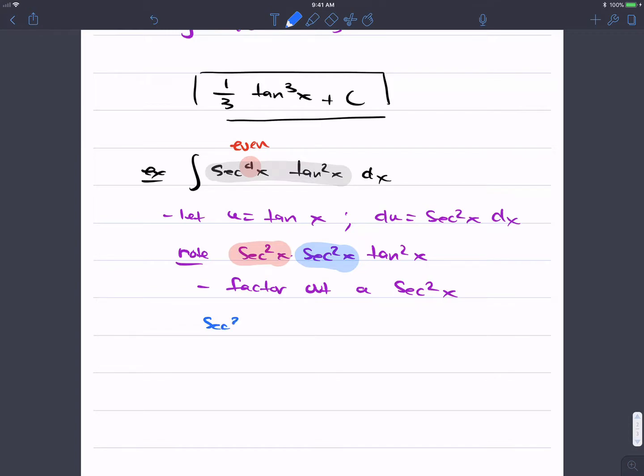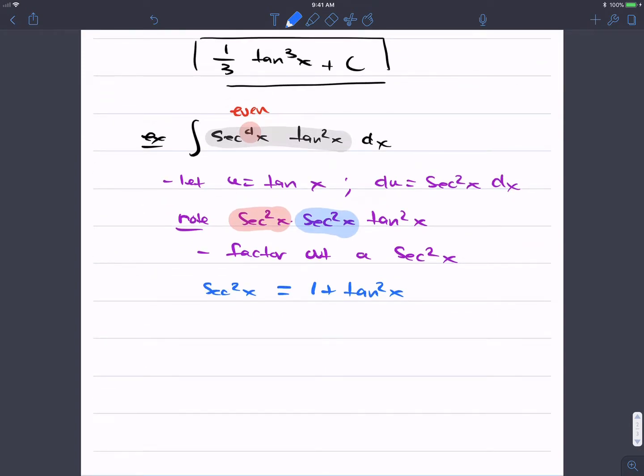Now with this extra secant squared factor, I'll write it in blue, I'm going to remember that secant squared, by the Pythagorean identity, is 1 plus tangent squared. So altogether, here's what I have. Let's put this together. I have secant squared x, that factor I factored out, 1 plus tangent squared x for the extra secant squared we have right here. And I'm going to leave this as tangent squared x here.